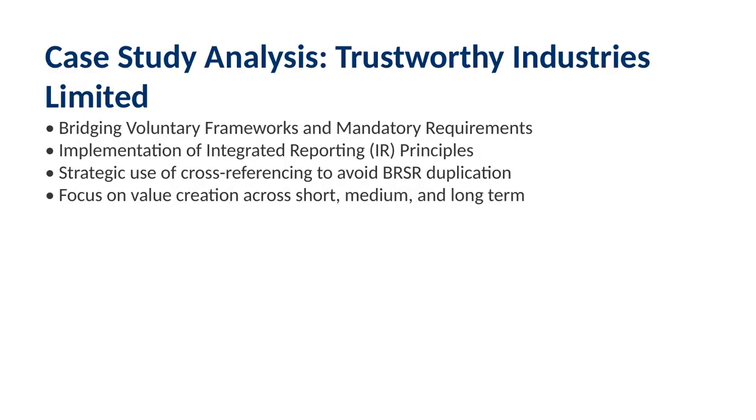All right, let's dive into this section. We start with a practical test your understanding case study involving Trustworthy Industries Limited. This is a great example of how a company can bridge the gap between voluntary frameworks and mandatory requirements. The company has been using integrated reporting, which focuses on how a company creates value over the short, medium, and long term. Even after the Business Responsibility and Sustainability Report, or BRSR, became mandatory, the company smartly used cross-referencing to avoid duplication.